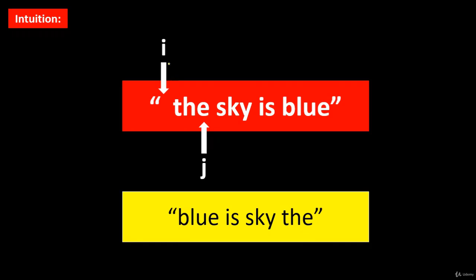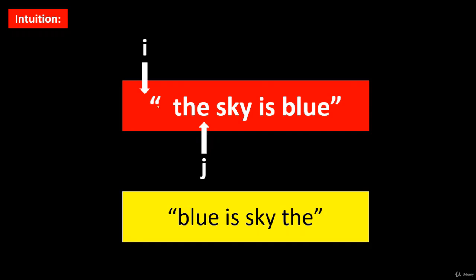Then we're going to move I to the left, again I to the left, and we are out of the string boundary. So we're done. And this is how we can solve this problem. Hope you have understood the concept of reverse words in a string.